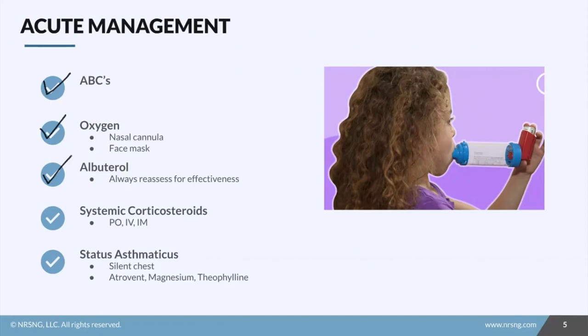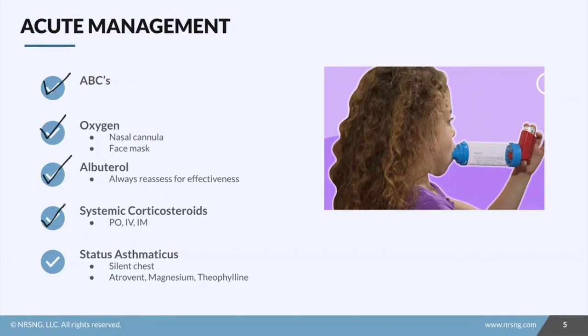Now, don't just rely on them feeling better. Make sure you also auscultate the chest and listen and reassess to make sure that that wheeze is diminishing and you actually hear air moving through those lungs. Next thing to do is they're going to need systemic corticosteroids, and this is either going to be given PO, IV, or IM, and they're actually going to take these for a couple of days to help them get control of that inflammation.